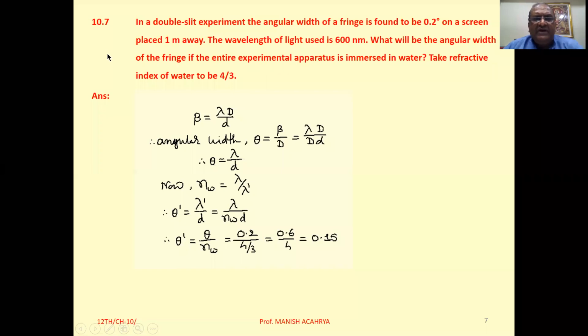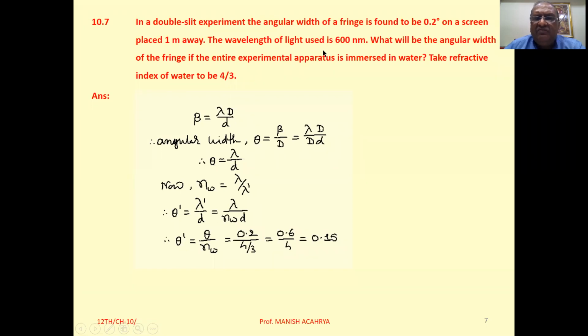Next one, 10.7. In a double slit experiment, the angular width of a fringe is found to be 0.2 degree on a screen placed 1 meter away. The wavelength of light used is 600 nanometer. What will be the angular width of the fringe if the entire experimental apparatus is immersed in water? Take refractive index of water to be 4/3.